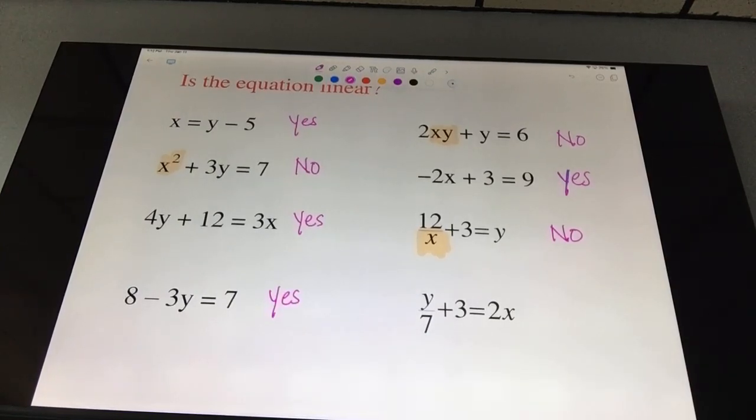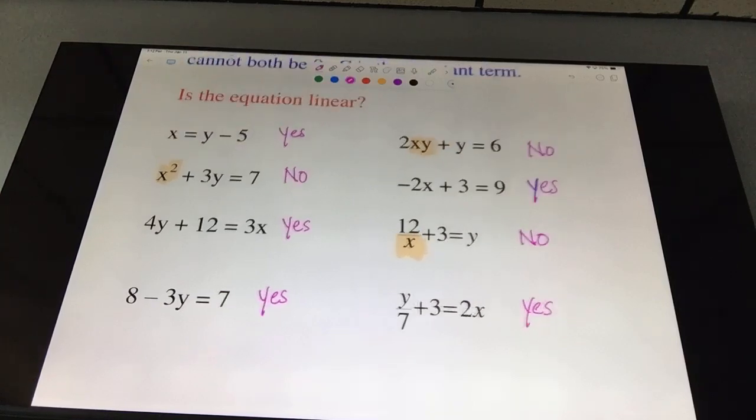This last one's kind of a trick question. X and y, no exponents, no products, no quotients. Now there's a quotient, but not a quotient with a variable on the bottom. So 12 over x, x is on the bottom. That's what makes that a no. Y on the top does not make it a no. So that's being able to determine whether or not an equation is linear.